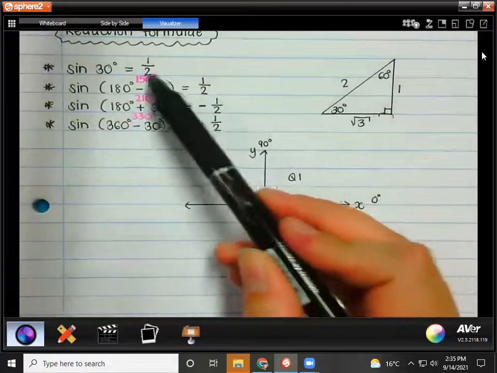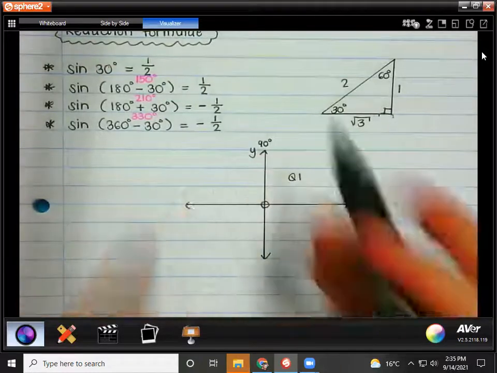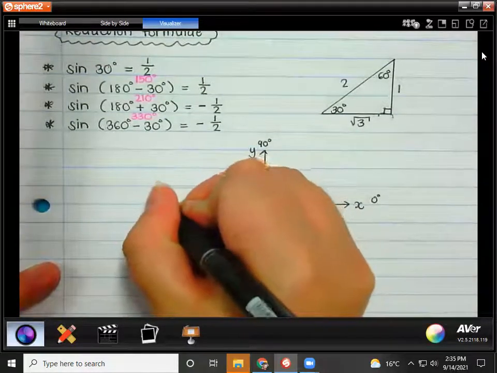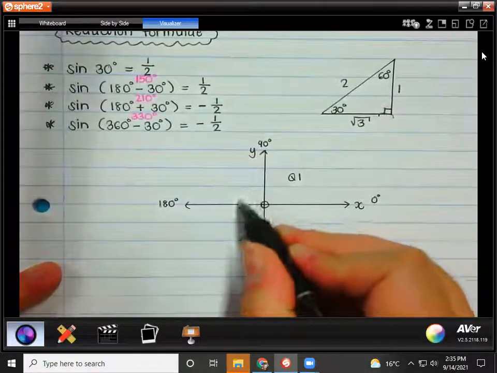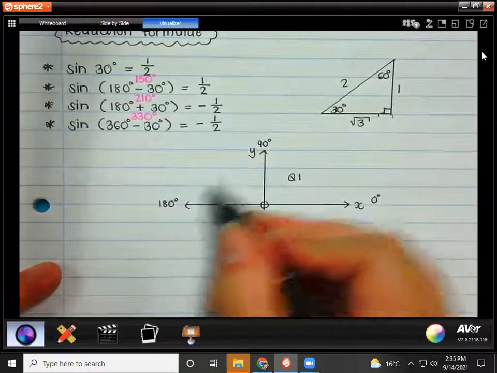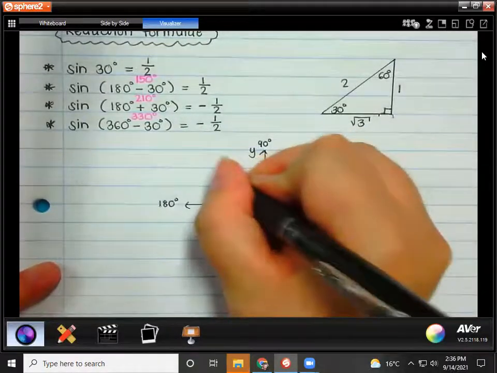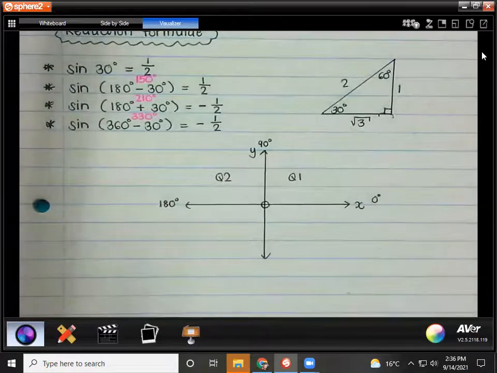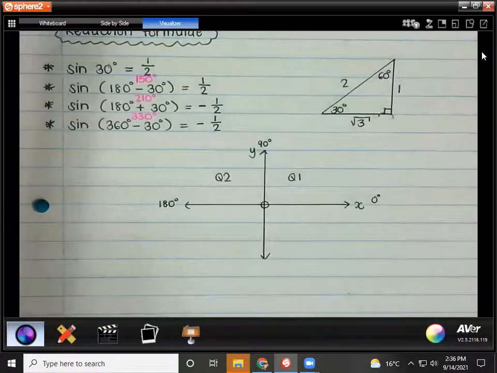180 minus 30, that is in the second quadrant, right? 150 degrees, because this is 90. That over there is going to be 180 degrees, right? It's a straight line. Angles on a straight line is 180 degrees. So any angle between 90 and 180 is in the second quadrant. So 150, for example, that is between 90 and 180, right?